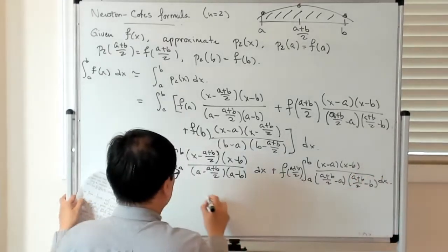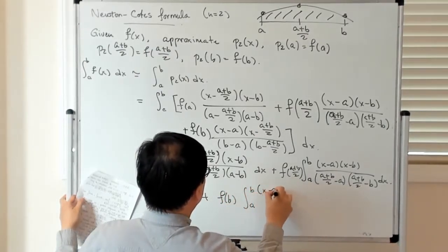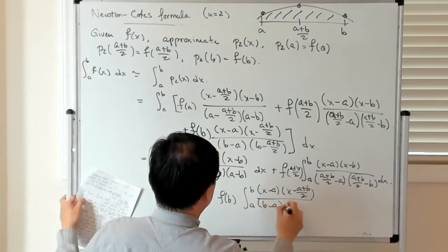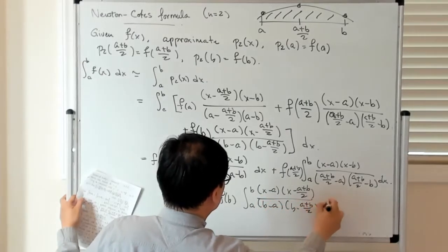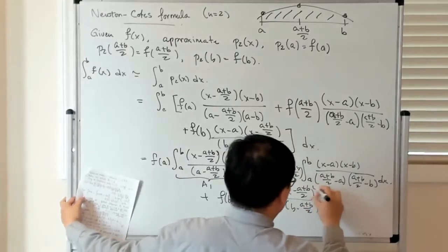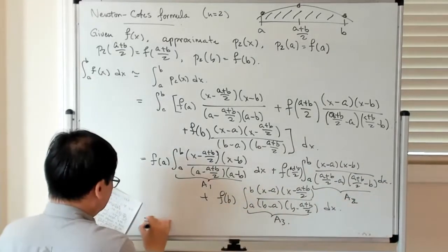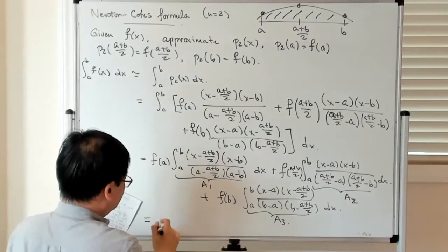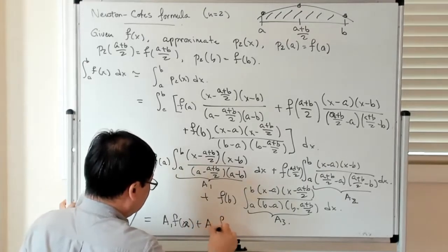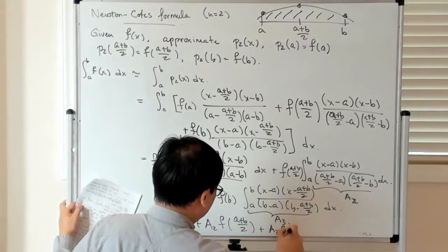And then I'm going to call these coefficients a1, a2, and a3, which then allows me to say that this integral is approximated by a1 f of a plus a2 f of (a plus b)/2 plus a3 f of b.